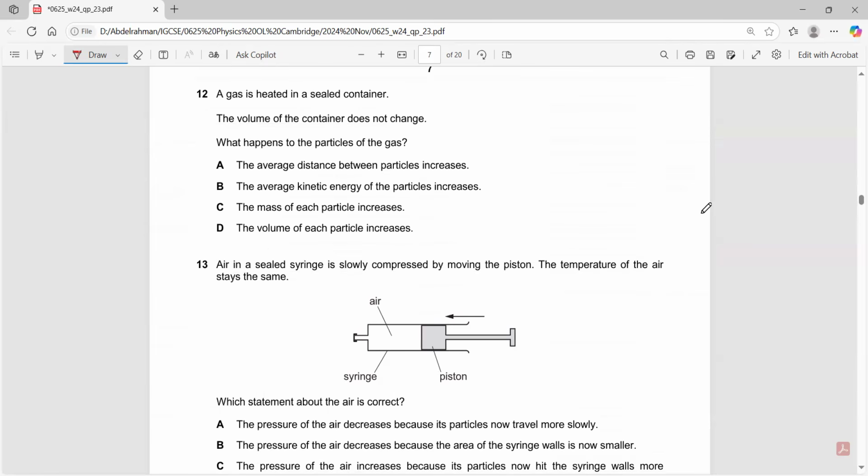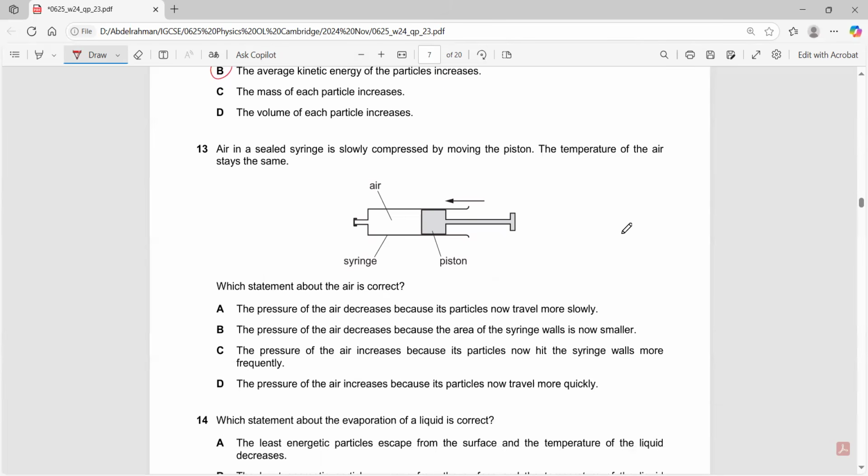Question 12. A gas is heated in a sealed container. The volume of the container does not change. What happens to the particles of the gas? As they get heated, they gain kinetic energy. The average distance increases? No, it's a sealed container. The average kinetic energy increases. Yes.